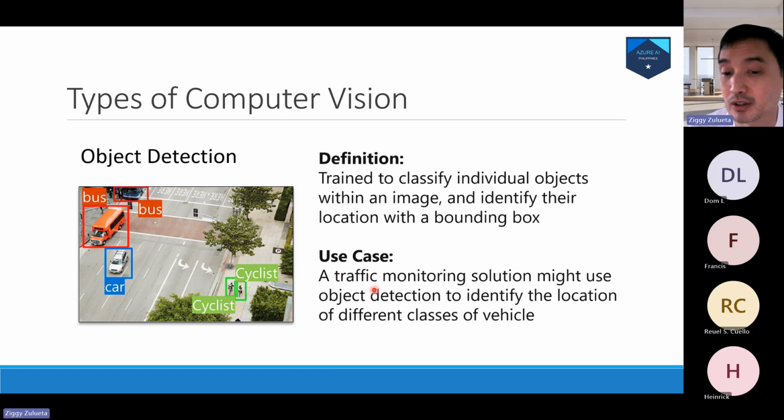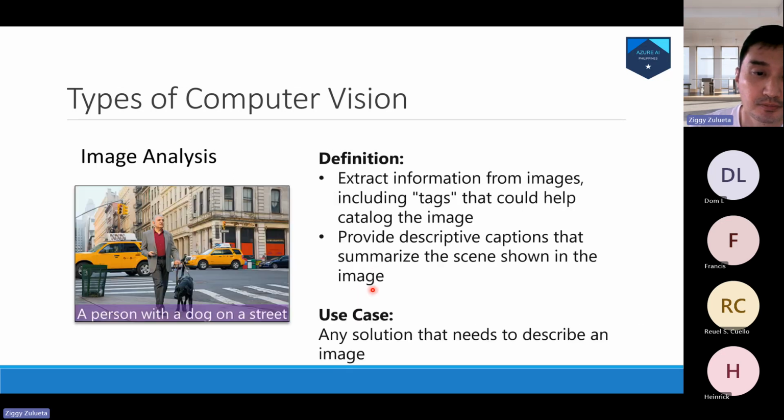A use case would be obviously in a traffic monitoring solution wherein you want to detect where the different vehicles are, or this is typically the case for self-driving cars. So they need to detect cars, cyclists, pedestrians, and then even the lanes on the road. And then from there, it will tell the system, tell the car where to go. So that's the typical object detection. That's the computer vision model that they're using right now.